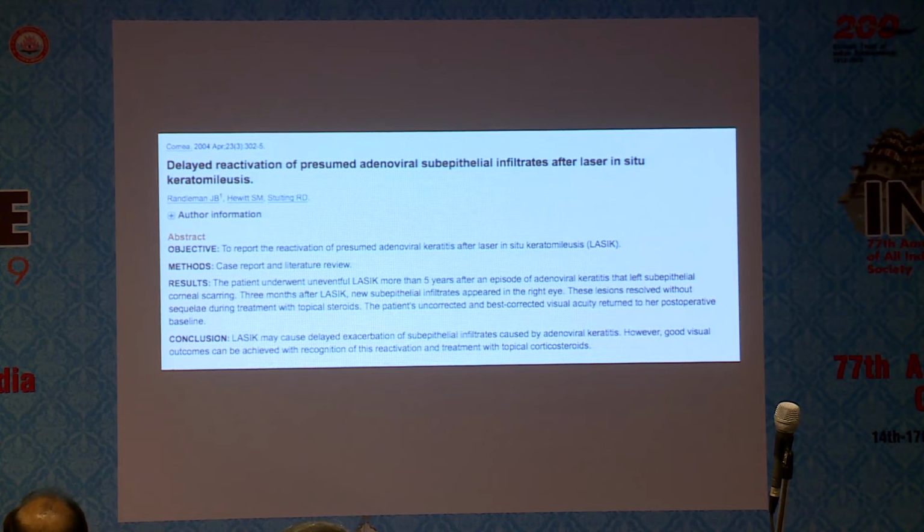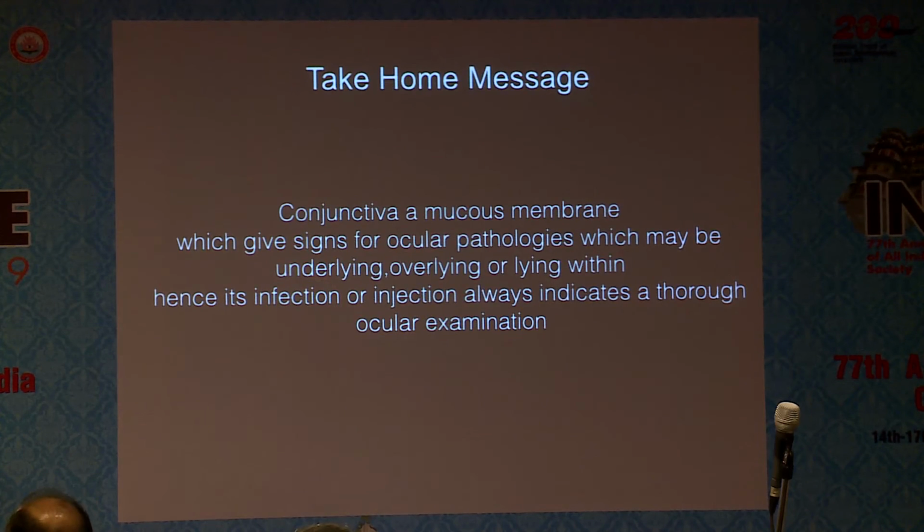And if you take the same scenario of a cataract surgery, I feel after waiting for some time, you can go ahead with the cataract. After cataract, again, you will put steroid drops. That will take care. So finally, the take-home message is that the conjunctiva is just a mucous membrane which gives signs for ocular pathologies which may be underlying, overlying, or lying within. Hence, its infection or injection always indicates a thorough ocular examination.